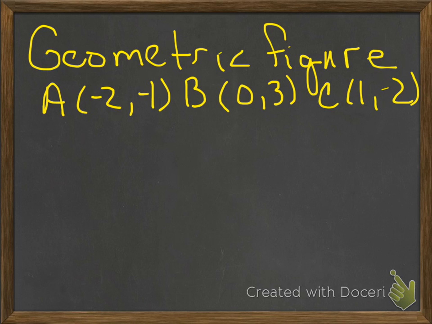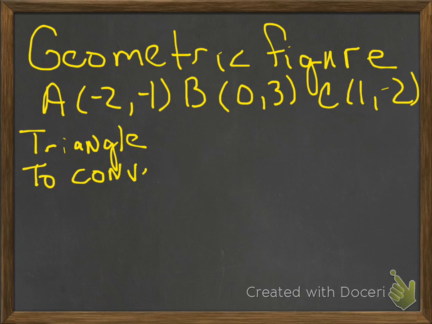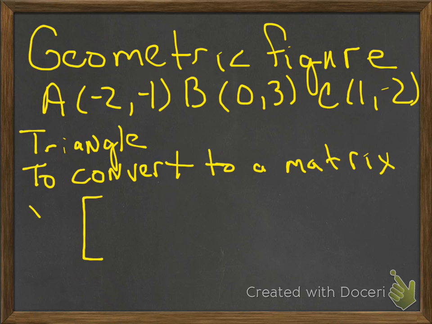What kind of shape would that probably make if you connected all 3 points? Triangle. Okay. Take that triangle and we're going to change that triangle, those points, into a matrix. And it's very easy. All you do is you're going to make an X row and a Y row. So to change it into a matrix, it should be X row, Y row.